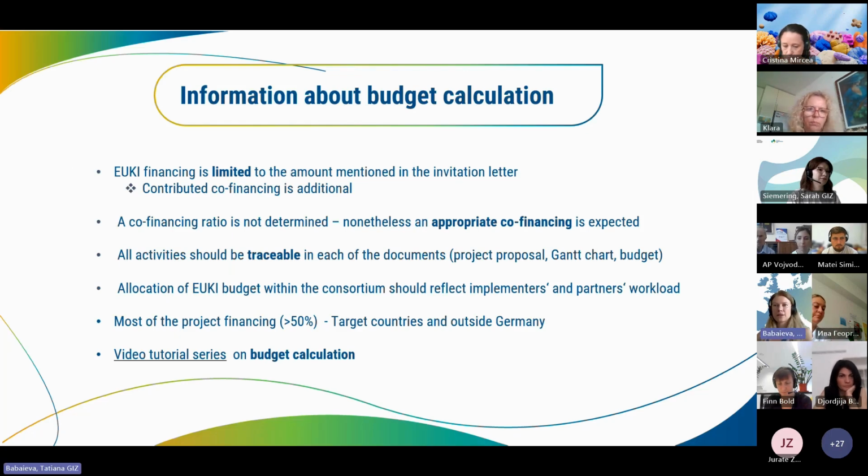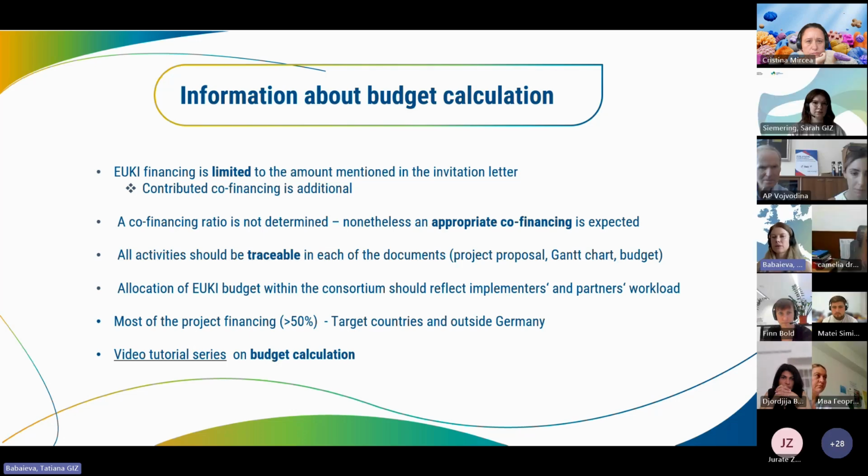The EUKI financing in your budget is limited to the amount mentioned in the invitation letter you received last week, but you should also provide additional financial contribution in the form of own funds and/or financial contribution from other sources like the third-party recipients and/or third-party donors. A fixed minimum level for co-financing doesn't exist. Usually, for smaller NGOs in the EUKI focus countries, a co-financing rate of approximately 5% can be deemed appropriate.